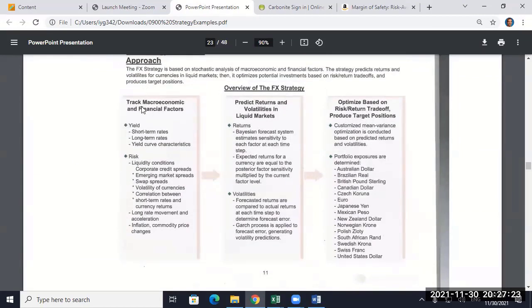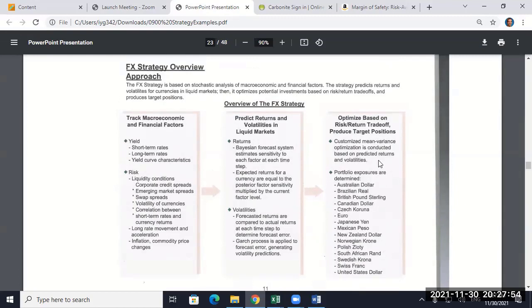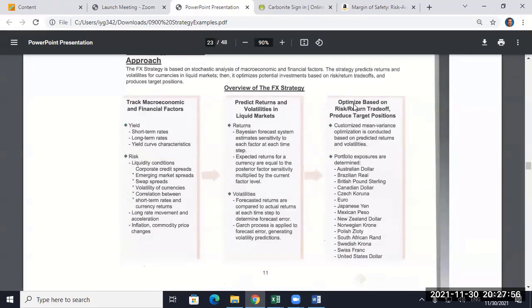This is a currency trader. So what are they looking at? Interest rates, liquidity, spreads, swap spreads, volatility of the currencies, correlation between short-term rates and currency returns, predict returns and volatilities in liquid markets. Bayesian, boy, I love Bayesian stuff. That can be really helpful. Volatilities, forecasted returns are compared to actual returns at each time step to determine forecast error. Guards process, I haven't had statistics in a long enough time to be able to talk through that. Optimize based on risk return trade-off for two target positions.